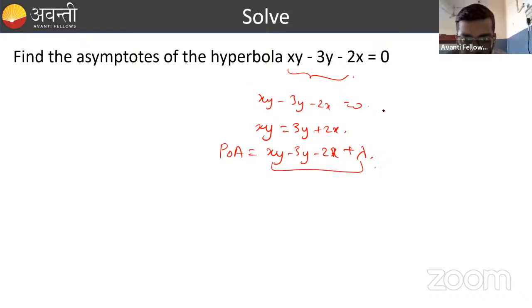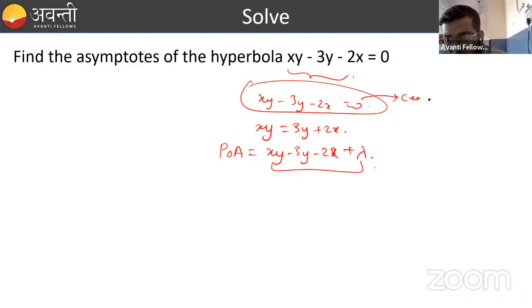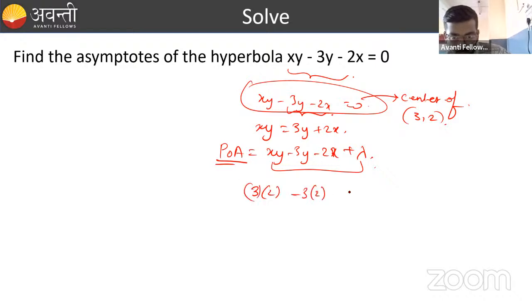The center of this hyperbola is 3 comma 2. You can find it from this. We know that the pair of asymptotes passes through the center, since their intersection point is the center. So this will also satisfy the center. So I'll put 3 into 2 minus 3 into 2 minus 2 into 3 plus lambda equals 0. So lambda will come out to be 12 minus 6, which equals 6.